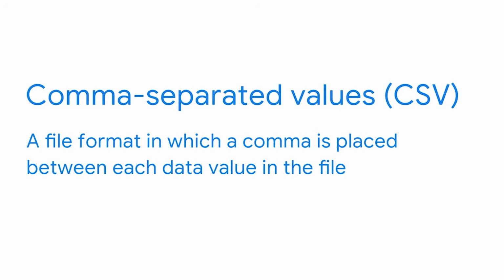CSV stands for comma-separated values and is a file format in which a comma is placed between each data value in the file. When a CSV file is opened, each value goes into a unique cell in a spreadsheet. You'll be able to view the contents of an exported CSV file in a spreadsheet later in this video. Let's start with Google Ads.